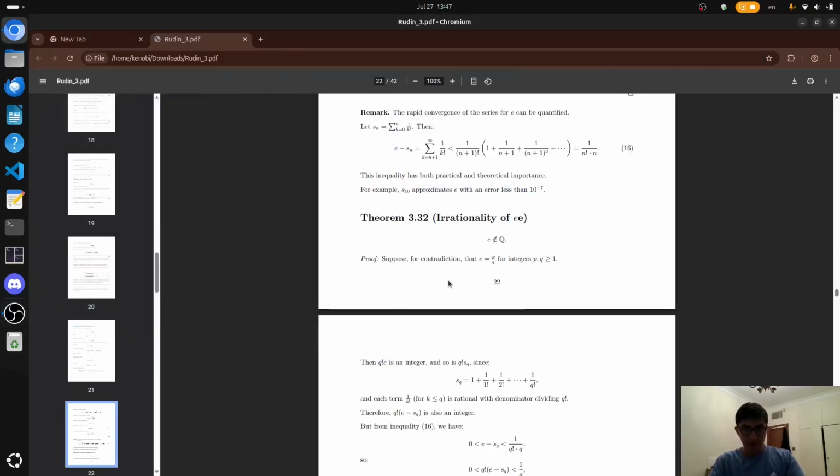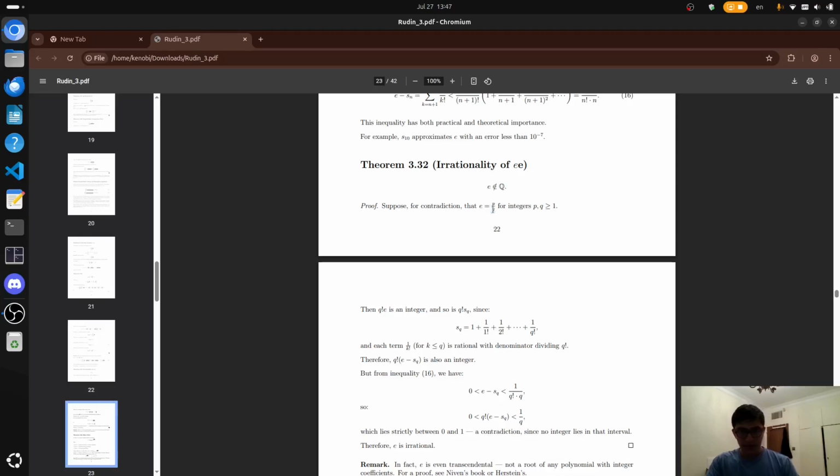Okay. So now we want to prove the irrationality of e. So we suppose that e equals p over q for some integers p, q greater than or equal to 1. We know e is equal to this series over here.